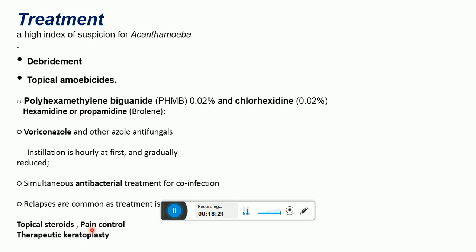Pain control is with oral non-steroidal anti-inflammatory agents. Therapeutic keratoplasty may be necessary for resistant cases, including perforation. Late scarring may also require penetrating keratoplasty. So, acanthamoeba infection of the cornea results in pain that is often severe and disproportionate to the clinical signs. Thank you so much.